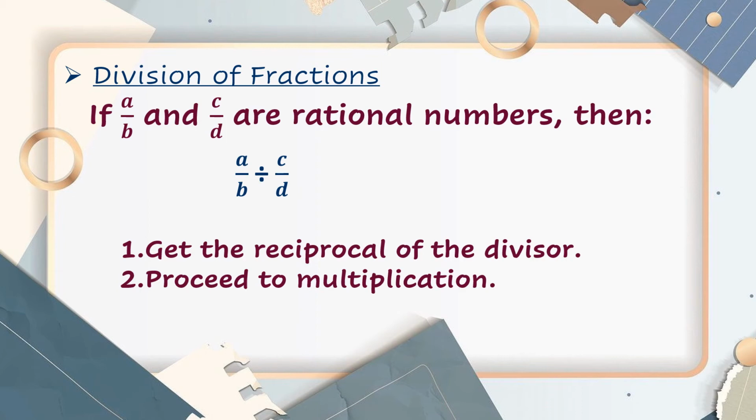dividend. Okay, so ang ating reciprocal for the divisor ay magiging D over C. So, ang gagawin lang natin is yung numerator magiging denominator and yung denominator magiging numerator. So, from C over D, naging D over C. And then from division, naging multiplication. So, this time, pwede na natin i-apply kung ano yung method na ginawa natin kay multiplying fractions.